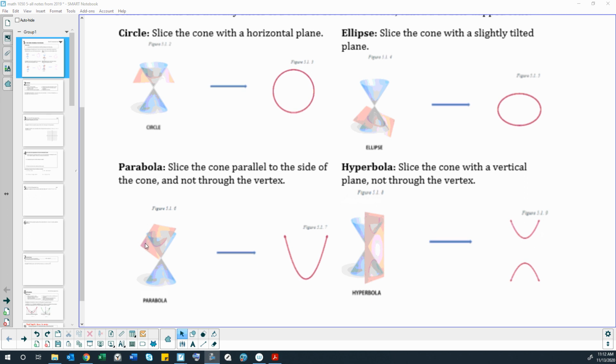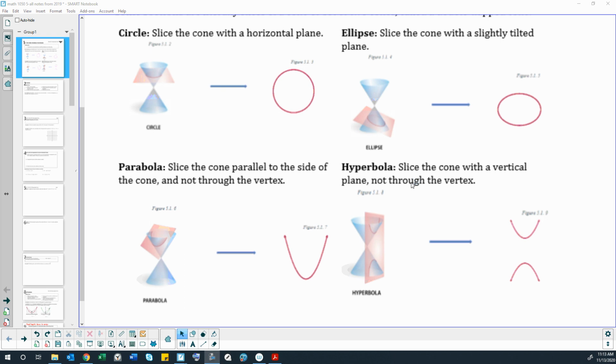A parabola is sliced through the bottom of the cone and ends up creating a parabola. So it's important to note that the cone goes forever, so I guess it doesn't really have a bottom. But instead of going across the cone, it's going toward the base of the cone.